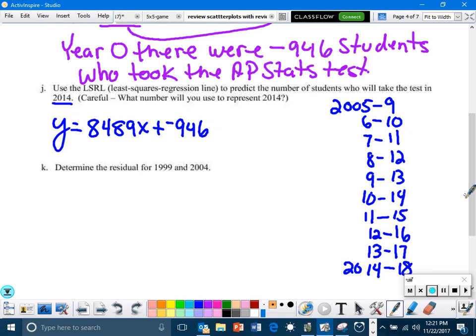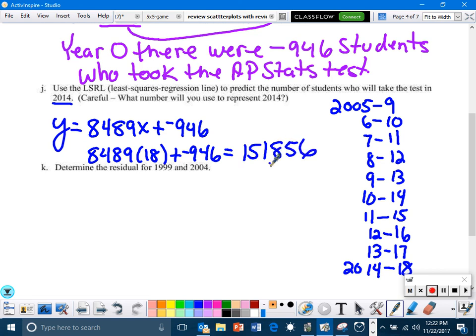So here we go. So 8,489 times 18 plus negative 946. That's a lot of students. 151,856 students. Okay.